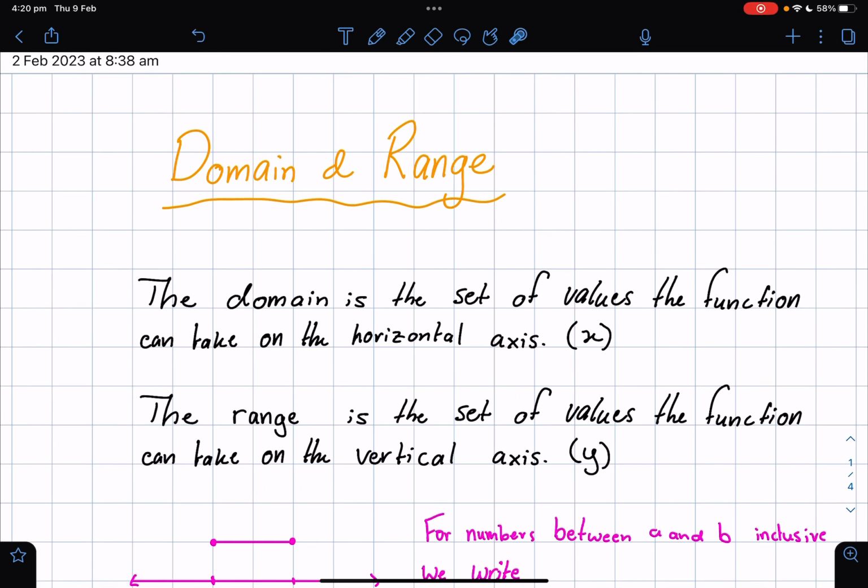Now these two things are really important for looking at graphs and the limitations, limits and bounds on our graphs, and what values our x and y can take. The domain is the set of values the function can take on the horizontal axis, our x-axis. The range is the set of values the function can take on our vertical axis, so our y-axis.